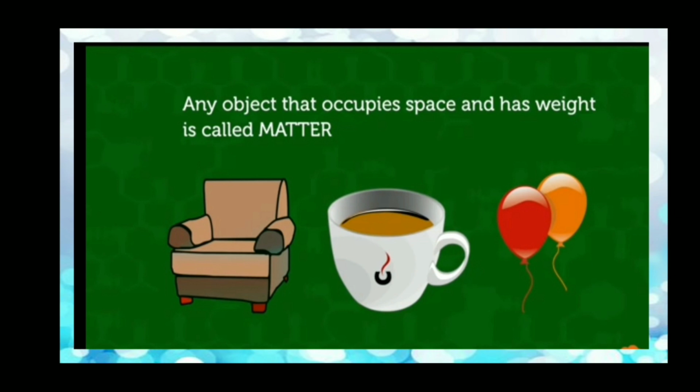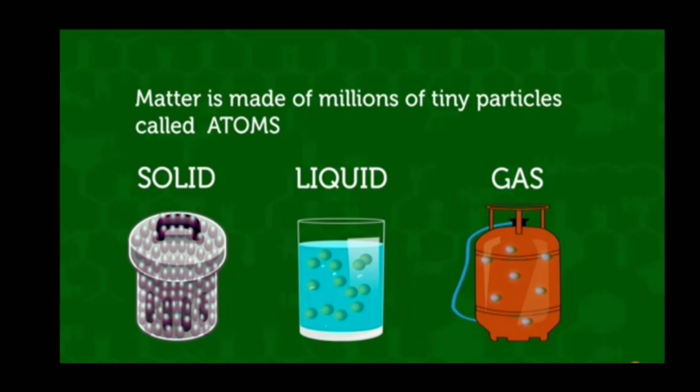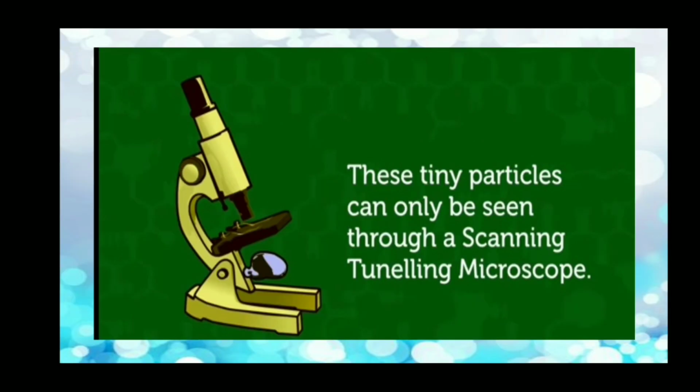Any object that occupies space and has mass is called matter. Matter can exist in three physical states, that is solid, liquid and gas. Actually, matter is made up of millions of tiny particles called atoms. These tiny particles cannot be seen through naked eyes. They can be seen only through a scanning tunneling microscope.